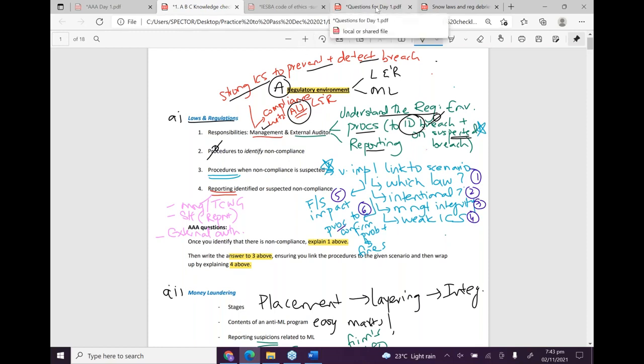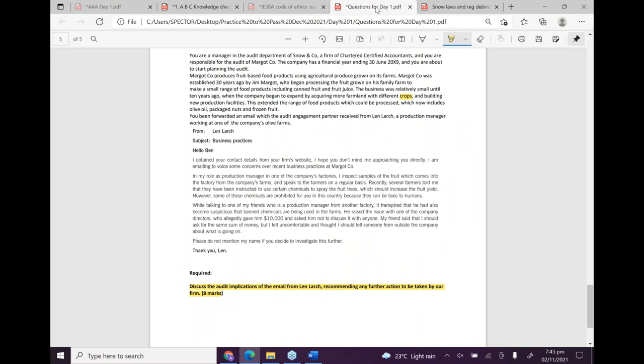So procedures on the identified breach. What type of non-compliance is it? Any indication regarding management's integrity? Is it intentional? Any indication regarding weak controls, impact on financial statements, and also reporting. I'm going to wait for another 2 to 3 minutes.